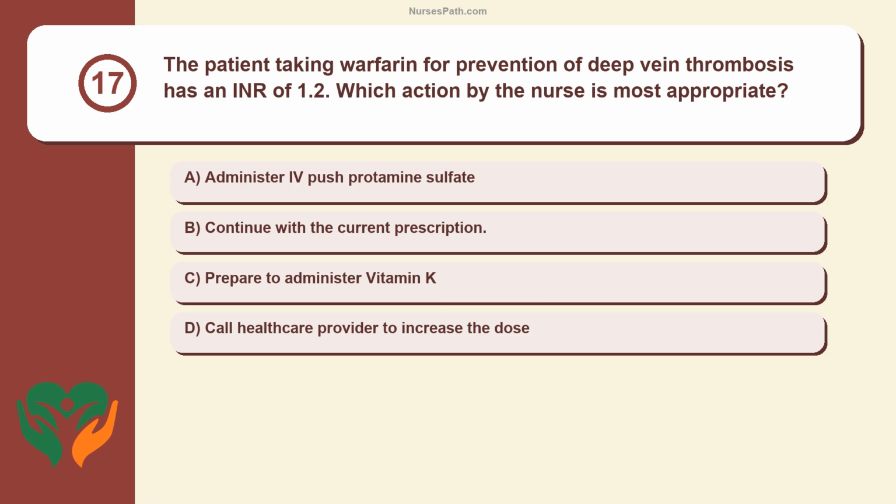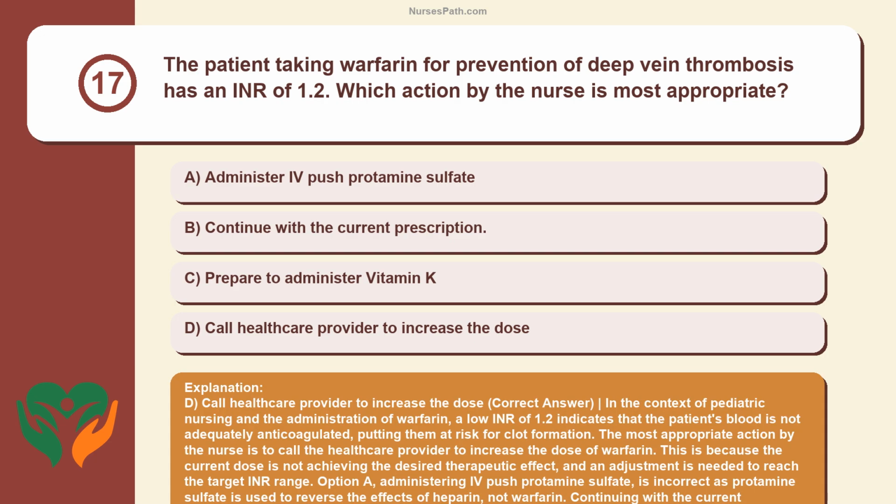Question 17. The patient taking warfarin for prevention of deep vein thrombosis has an INR of 1.2. Which action by the nurse is most appropriate? A. Administer IV push protamine sulfate. B. Continue with the current prescription. C. Prepare to administer vitamin K. D. Call healthcare provider to increase the dose. D. Call healthcare provider to increase the dose.